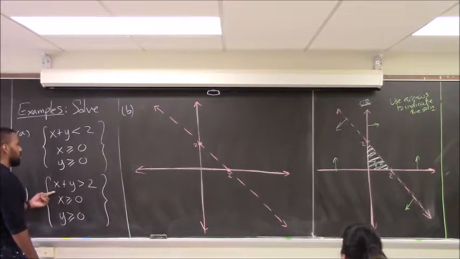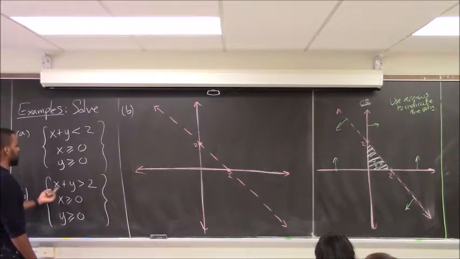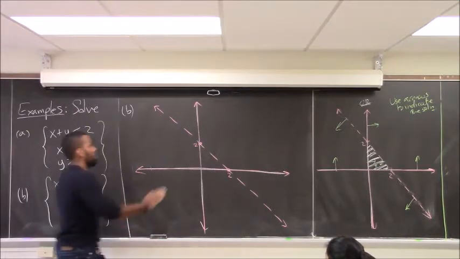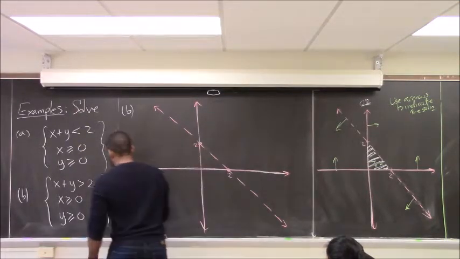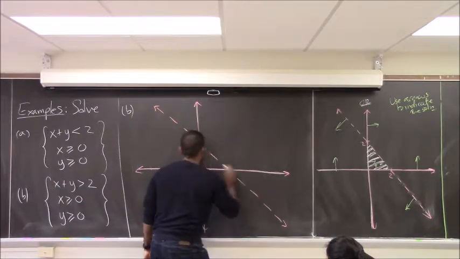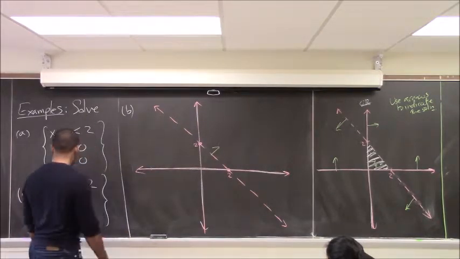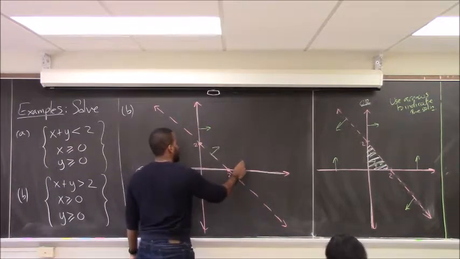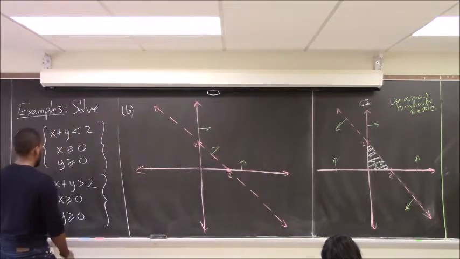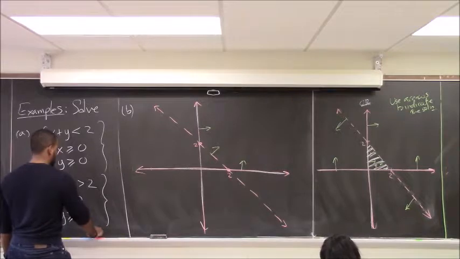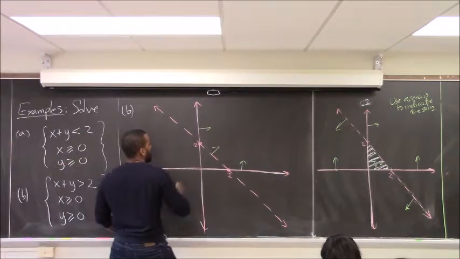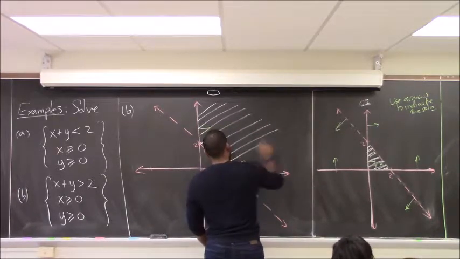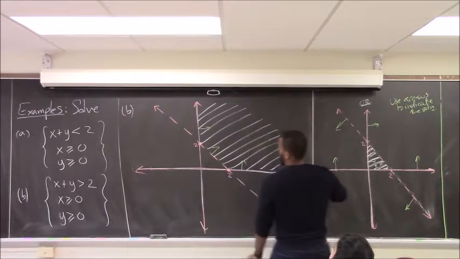Okay, so now I'm looking at B. What I realize is that if I were to solve for y, I would get y greater than 2 minus x, which means I actually want above this line. So I definitely want to go that way. Also, for x greater than or equal to 0 and y greater than or equal to 0, I know I want to be to the right of this and on top of that. And you'd realize that the feasible region here is a very different one. It's that whole region there.